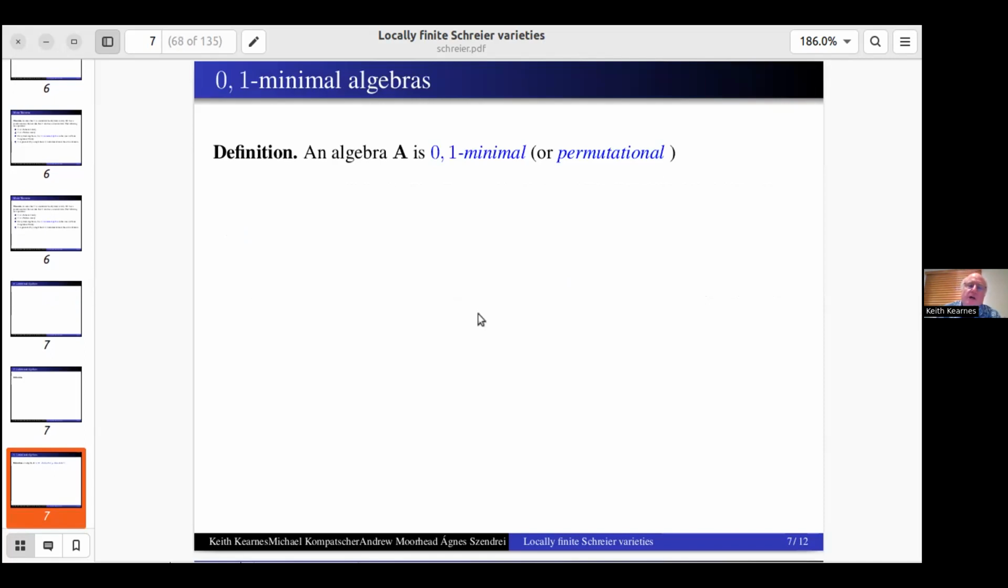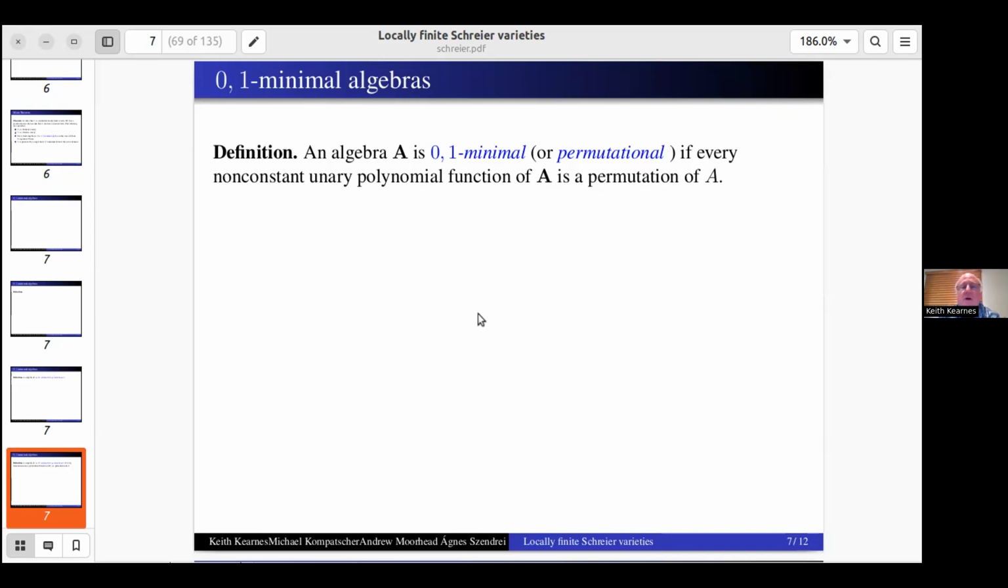An algebra is 0-1 minimal, or permutational, if every non-constant unary polynomial function is a permutation of the universe. Okay, these kinds of algebras made their appearance in a 1984 paper of Peter Palfy. He called them permutational. And then it turns out that as tame congruence theory was developed, these algebras were identified as basic structural units of that theory.